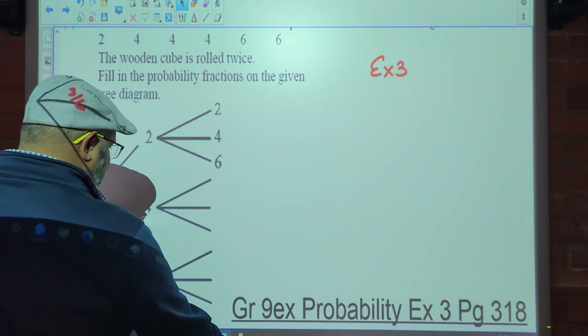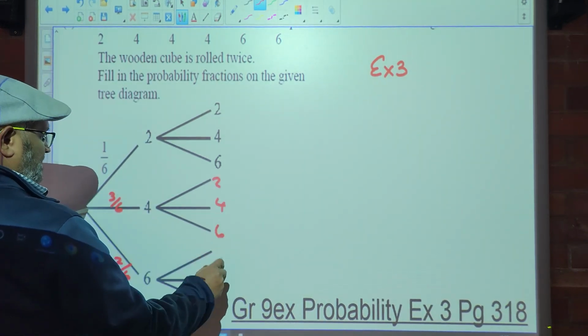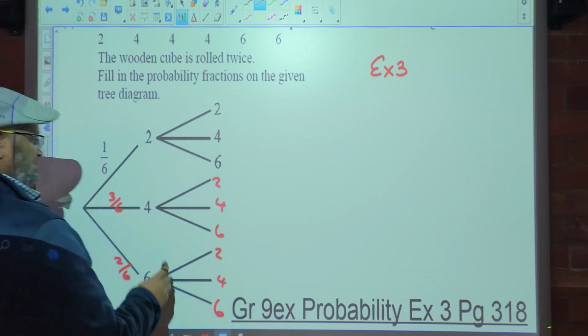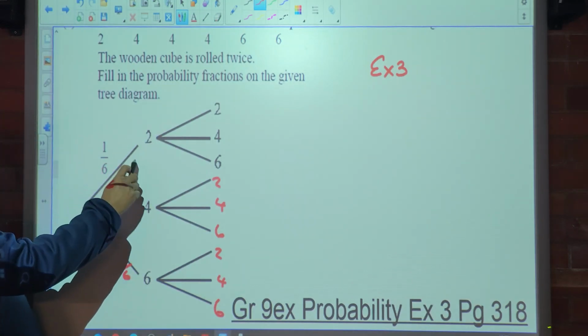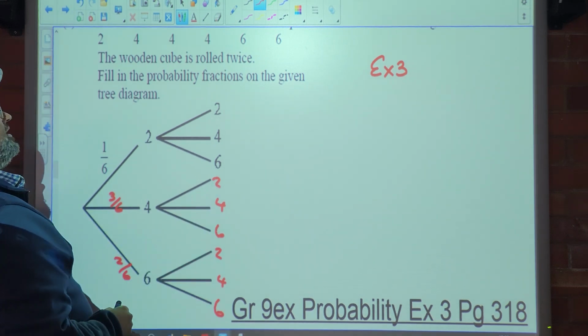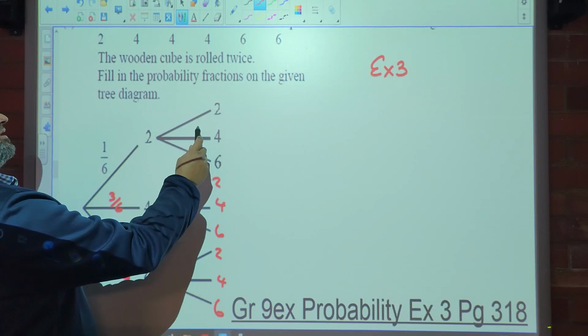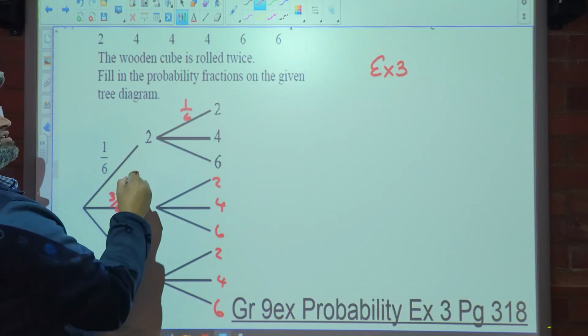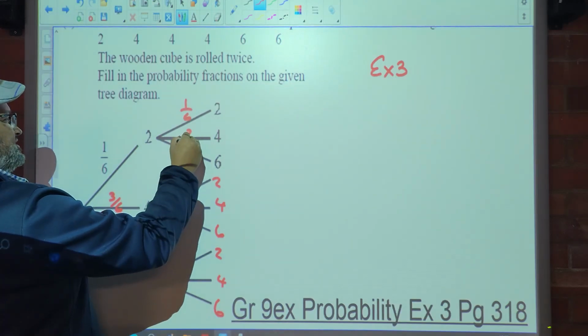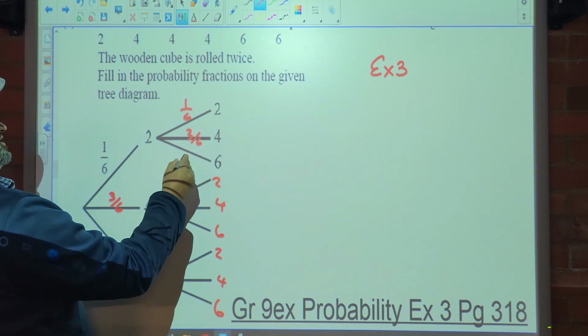Alright, so again we have 2, 4, 6. The options are 2, 4, 6. So this is my first throw. On the second throw, what would it be? For my second roll, how many 2s are there? Still 1 out of 6. How many 4s are there? Still 3 out of 6. And how many 6s are there?